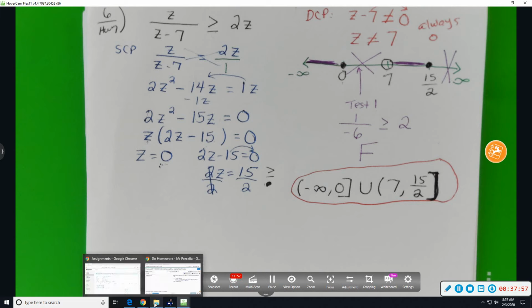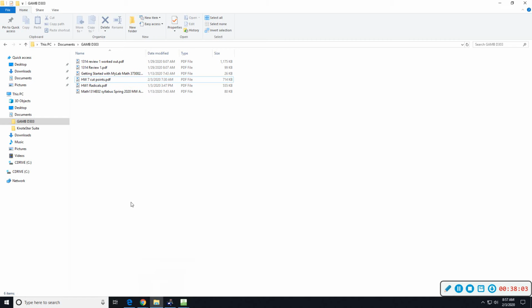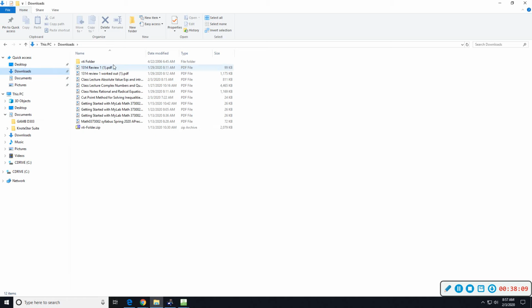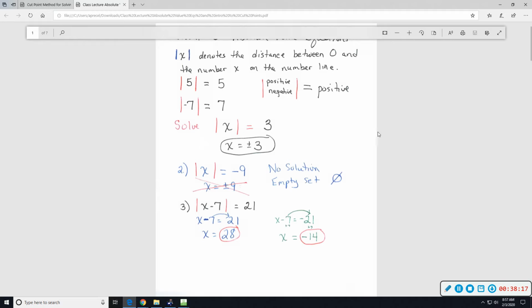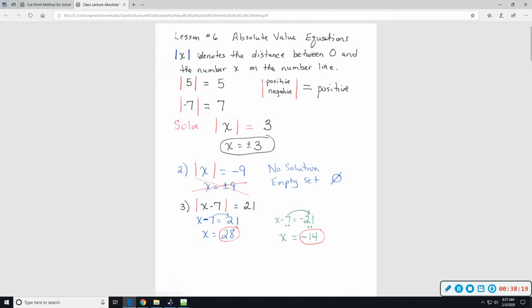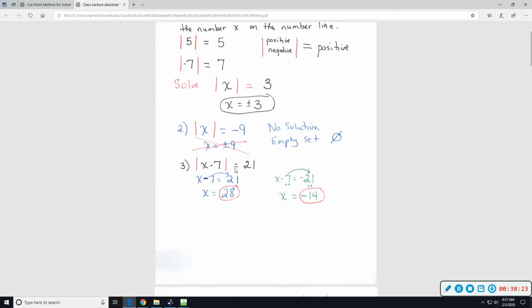Now, it just dawned on me, I think I closed up something that I wanted to keep up. Earlier I showed you how I'm posting the class lecture notes. The last time, before we started this interval notation, we were doing absolute value equations. And that's when you go equal positive, equal negative. Do y'all remember that?